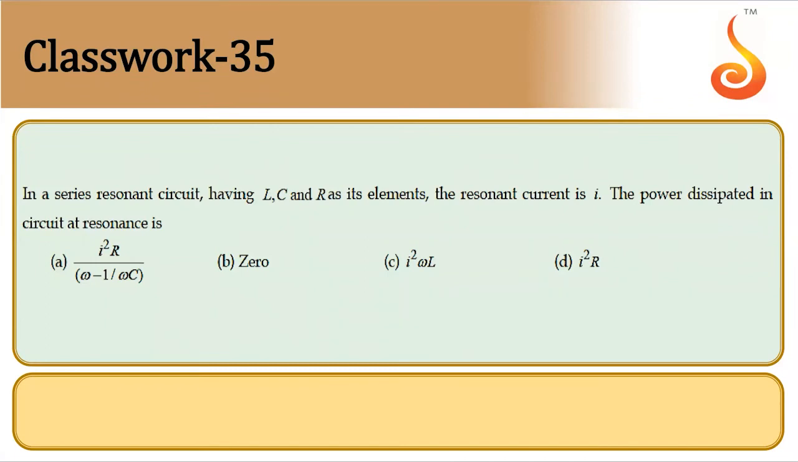See, at resonance the circuit is purely resistive. So Z should be equal to R. So power dissipated should be equal to I squared into R. Should be option D.